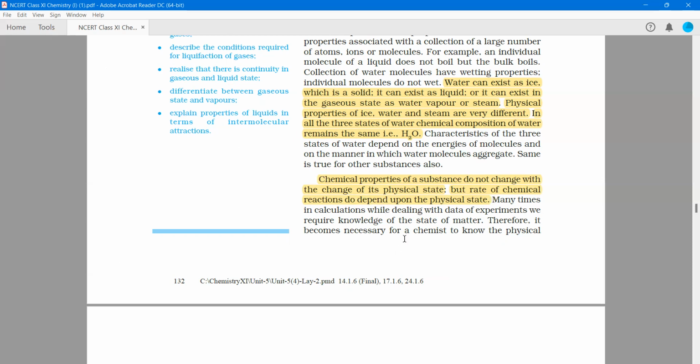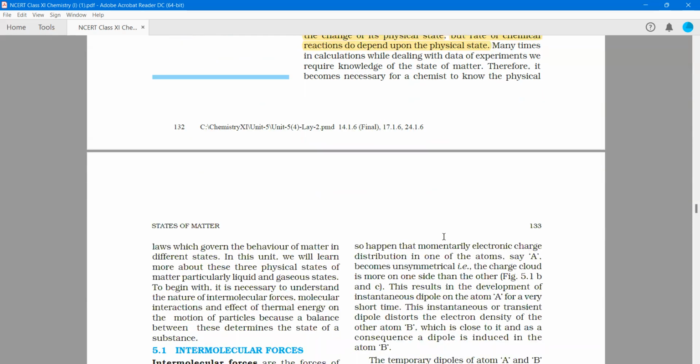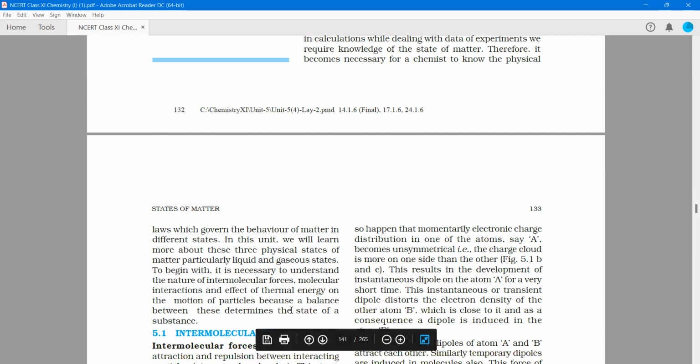Therefore, it becomes necessary for a chemist to know the physical laws which govern the behavior of matter in different states. So in this unit, we will learn more about these three physical states of matter, but particularly liquid and gaseous states. To begin with, it is necessary to understand the nature of intermolecular forces, molecular interactions, and the effect of thermal energy on the motion of particles, because the balance between these determines the state of a substance. So this line is very important.